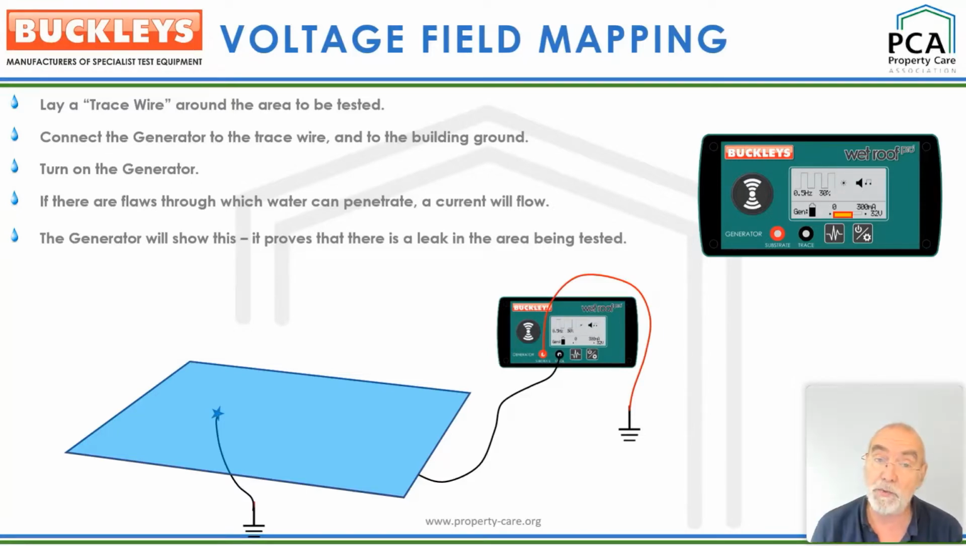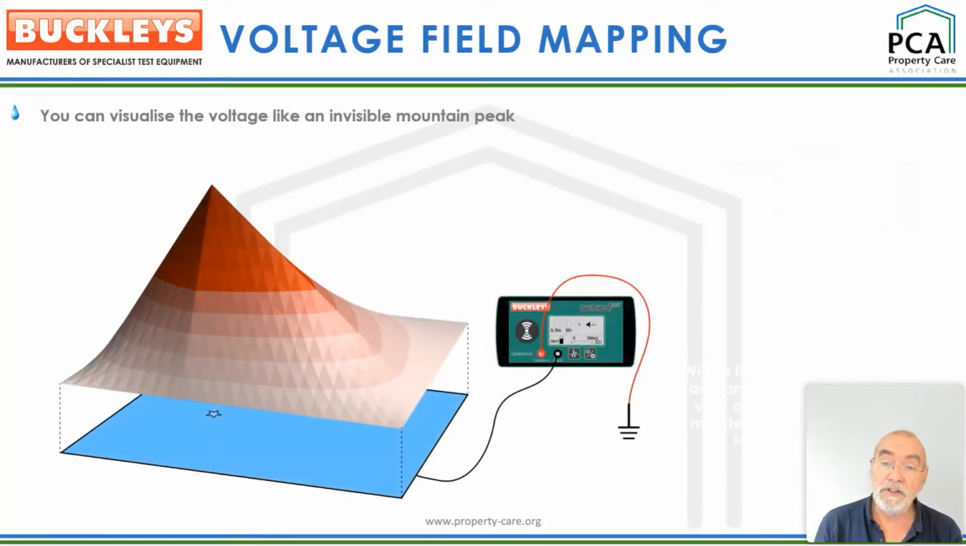If there are flaws through which water can penetrate, a current will flow between the electrodes, and it will be indicated by the generator. This shows that there is a leak in the area being tested. The voltage field that this creates is rather like an invisible mountain. If there are multiple leaks, there will be multiple peaks.